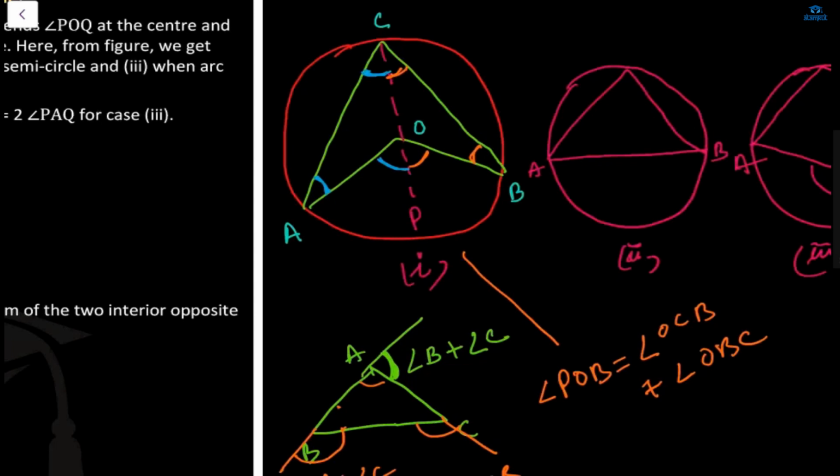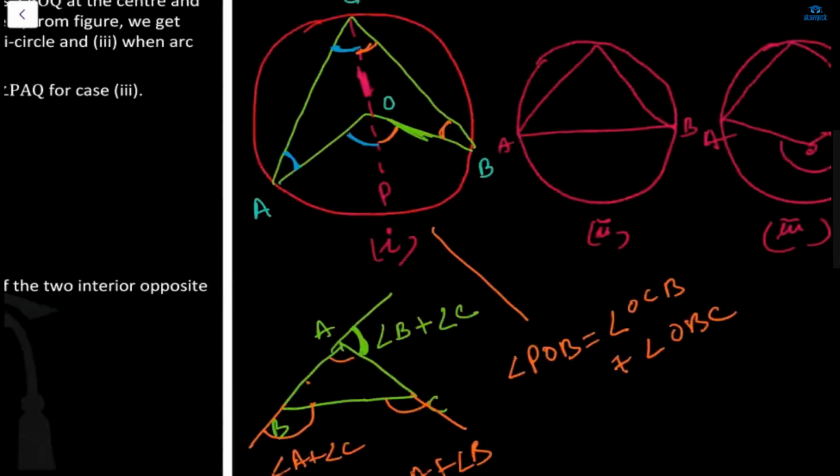Understood? Have you understood this? So now you can see OC and OB are the radii of the circle. This part of the circle is the radius, so they will be equal. Since OB is equal to OC, it will be an isosceles triangle. In an isosceles triangle, the angles opposite the equal sides are also equal.